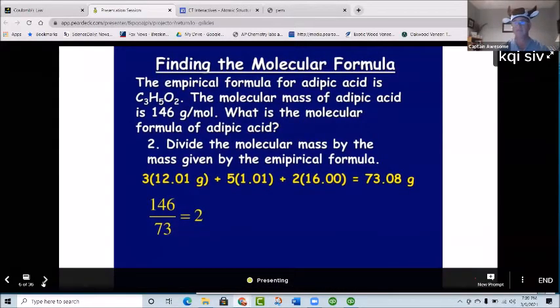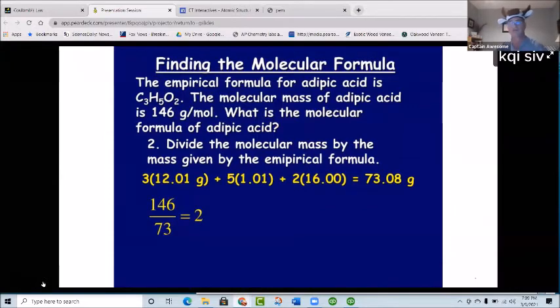Once you have the empirical formula, you can also do what's called the molecular formula. That's also something that's in Unit 1. So it becomes a Gazinta problem. So for the empirical formula, you're given C3H5O2. The molecular mass is 146. So the molecular formula is just some whole number multiple. So it could be C6H10O4, or multiply it by 3, C9H15O6. That's going to be the molecular formula.